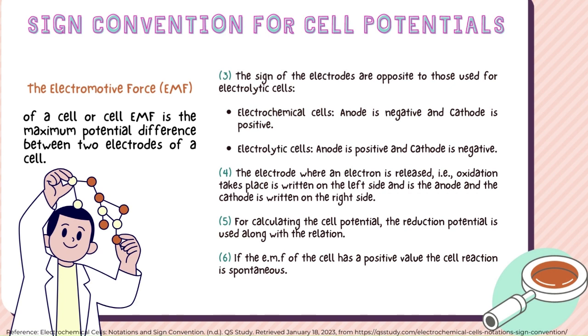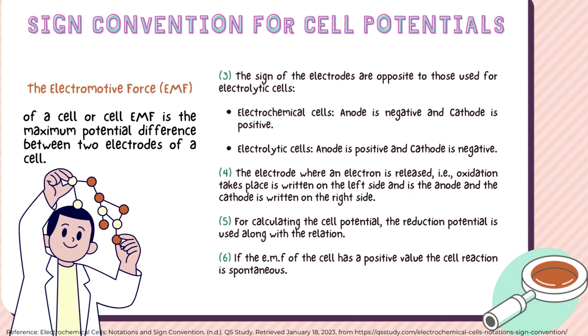And for the fifth one, for calculating the cell potential, the reduction potential is used along with the relation. And the last one is, if the EMF of the cell has a positive value, the cell reaction is spontaneous, just like the example a while ago. The value of the cell potential is positive, so it is spontaneous.